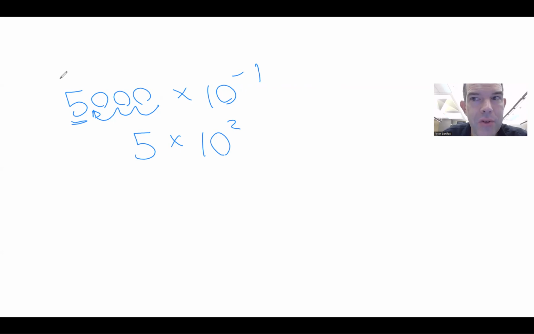Sometimes you end up with 10 to the 0. If you end up with 10 to the 0, you can write down 10 to the 0, or you can just leave the whole thing off and just have that front number. So both are correct.